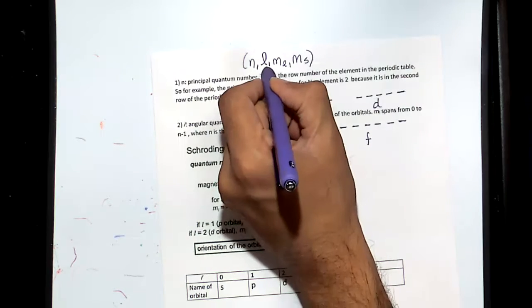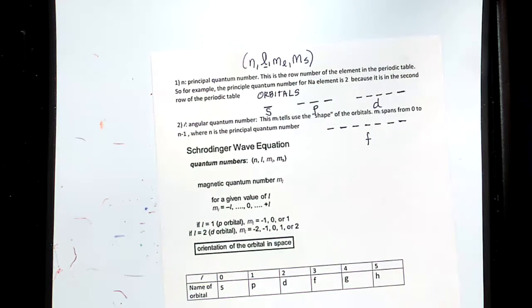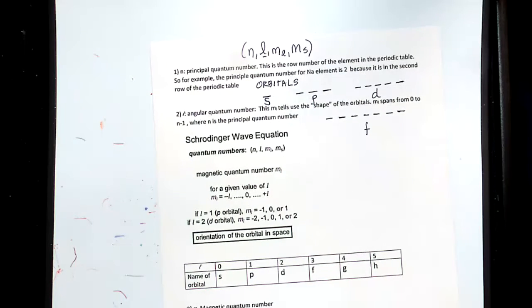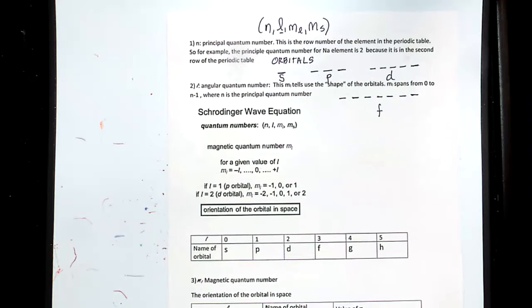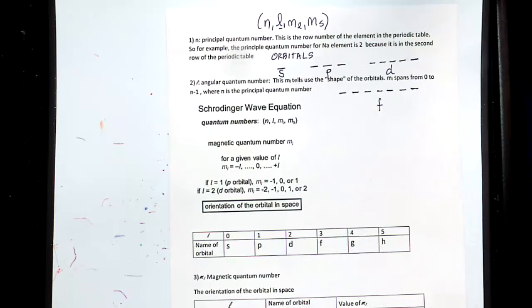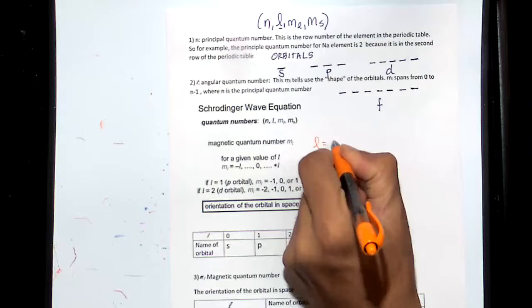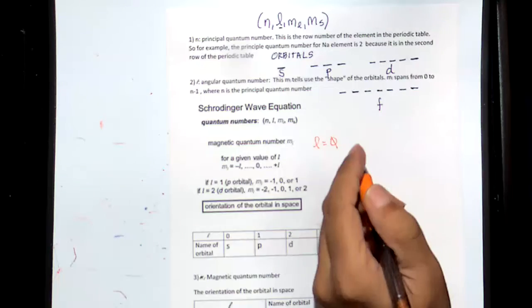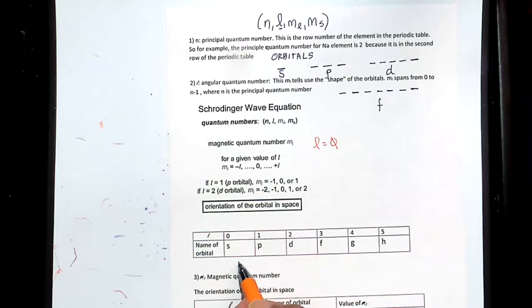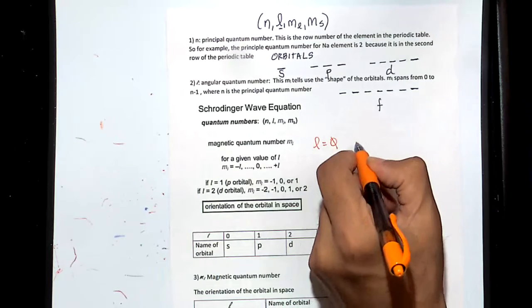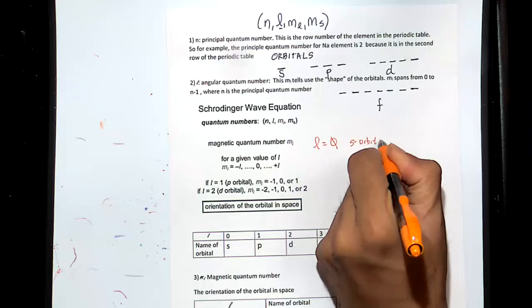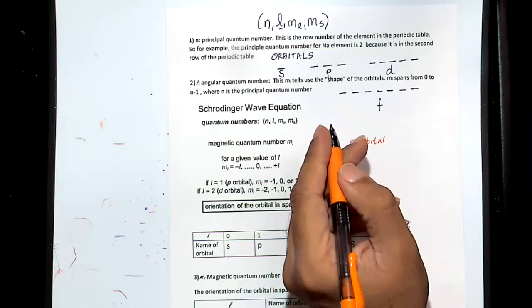So this L quantum number tells you the identity of the orbital. You have to memorize this code. This L, the second quantum number, is the identity of the orbital. So if your L is 0, you're talking about an s orbital. This is just something you'll have to memorize. You'll have to bite the bullet.